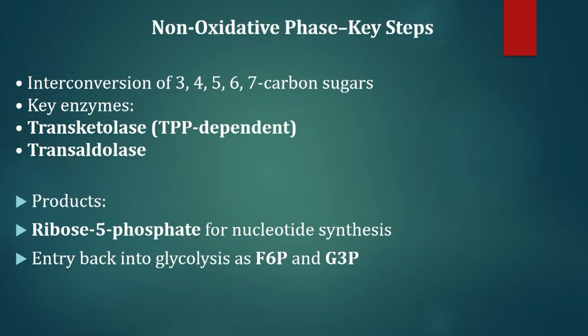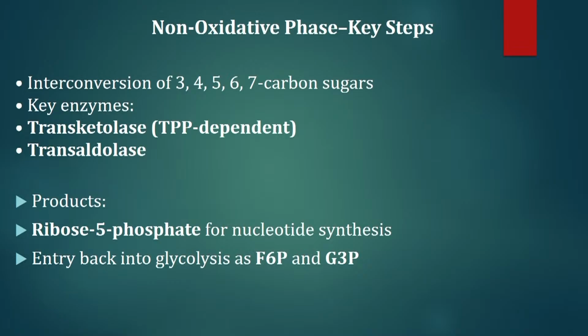Here, in the non-oxidative process, you have the interconversion of different types of carbon sugars, right? Carbon 3, 4, 5, 6, 7, and the enzymes are transketolase and transaldolase enzymes, and the product of the non-oxidative phase is ribose 5 phosphate, that is important for nucleotide synthesis.